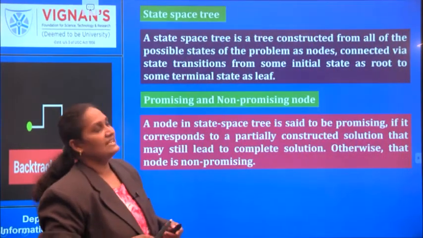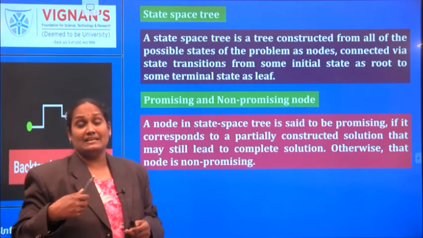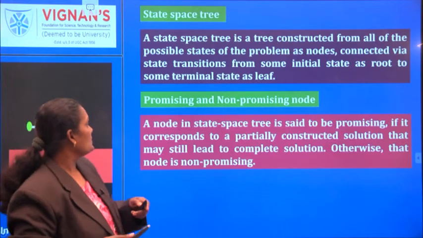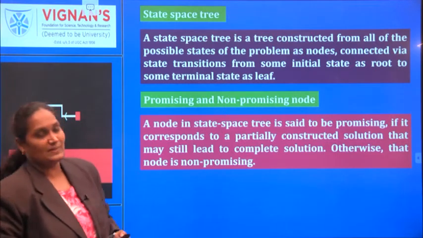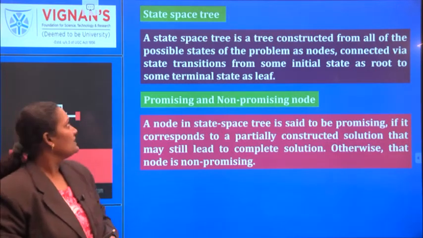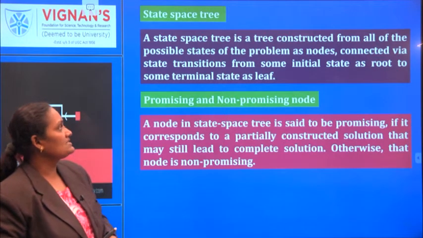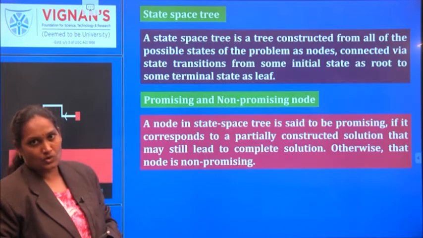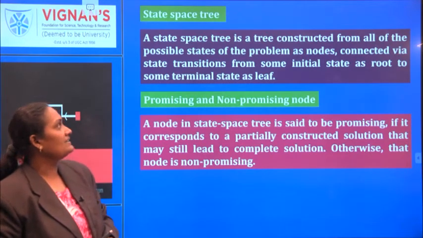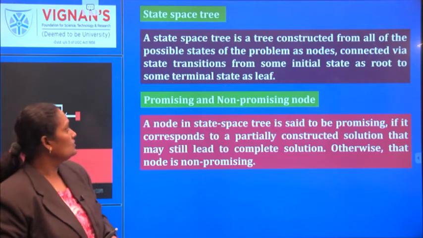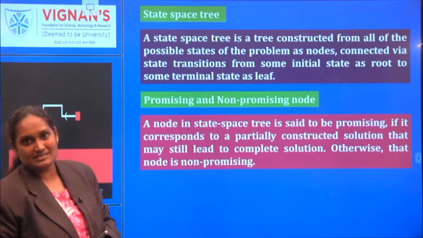Now we are going to see various basic definitions related to the backtracking process. One of those definitions, first one, is state space tree. What is state space tree? A state space tree is a tree constructed from all the possible states of the problem as nodes, connected via state transitions from some initial state as root to some terminal state as leaf.